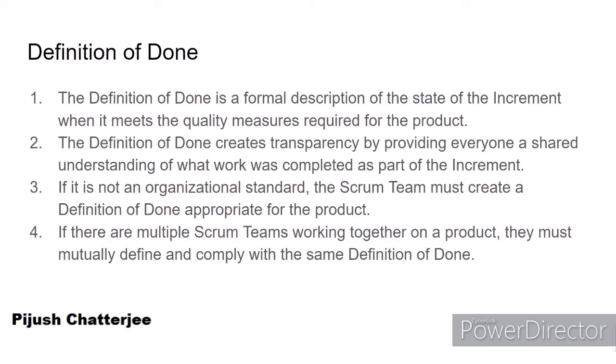It is the organization standard in general, but sometimes the organization standard might not be there, or the Scrum team can add on more to the organization standard to make their own definition of done. If multiple Scrum teams are working together on the same product, they define the same definition of done, because remember, the product owner of a product is ultimately responsible for the product value. So he or she needs to ensure that the definition of done is met in all of his teams, which are multiple Scrum teams.